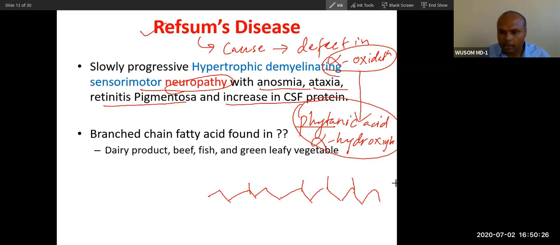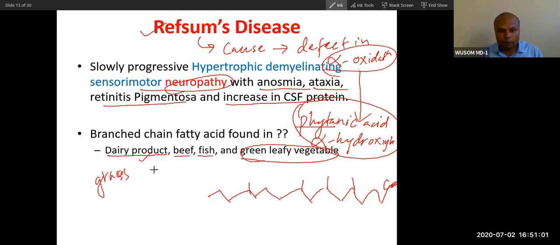This fatty acid is present in dairy products, and in ruminant meat like beef, goat meat, mutton, lamb meat. It can be present in fish and green leafy vegetables too, because ruminants, meaning goats and cows, eat grass. From grass, these fatty acids are produced because of bacterial action inside the rumen of these animals.